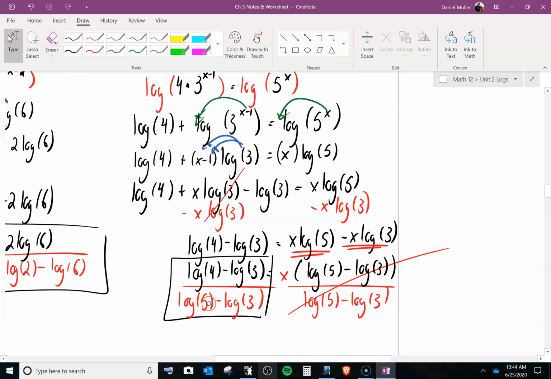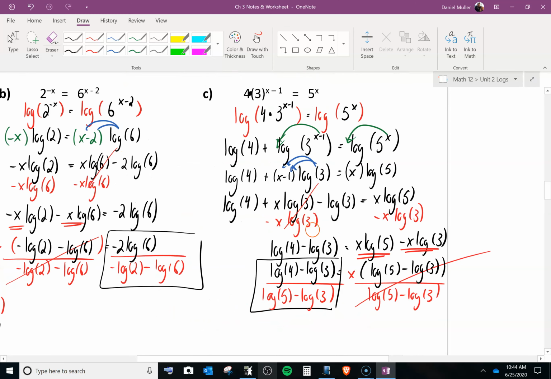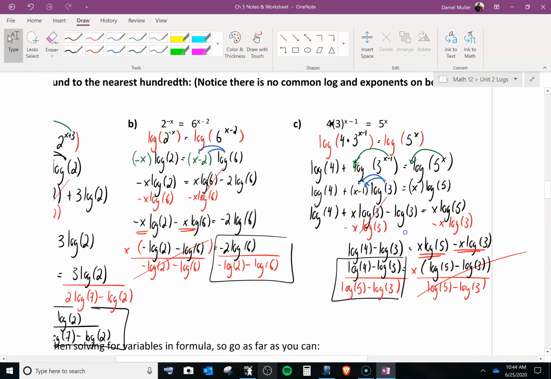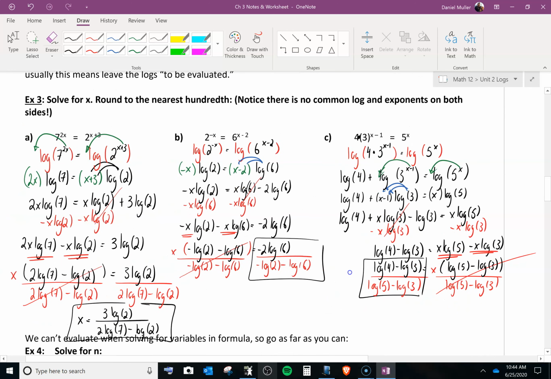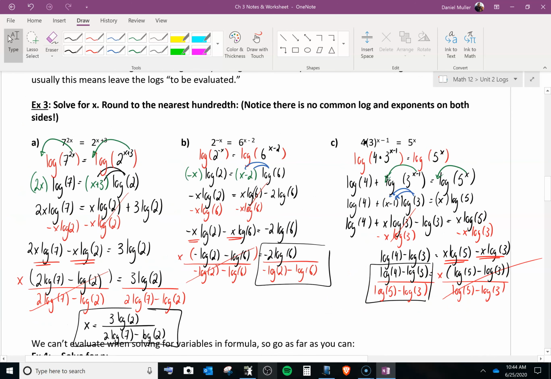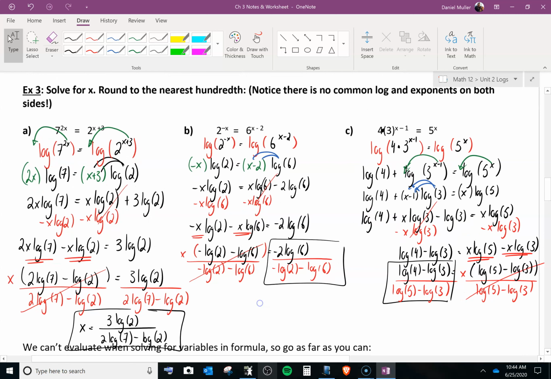So that's it for this. We've got 2 questions to try after that that get us to solve for a specific letter, and it will require us to use logarithms. And then after that, I think we're done this solving chapter.